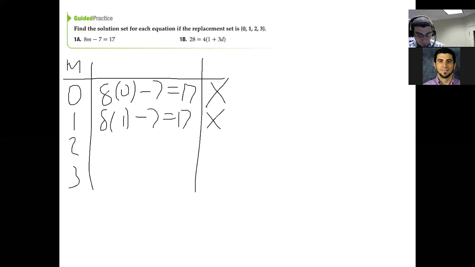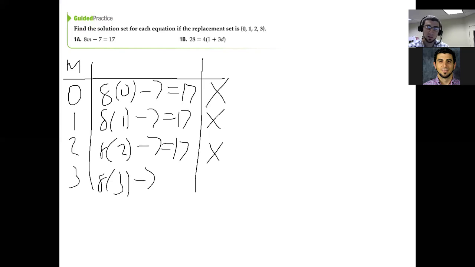If you put in 2, 8 times 2 minus 7, is that equal to 17? No, because 8 times 2 is 16, minus 7 will give you 9. That does not work. And then 8 times 3 minus 7, does that equal 17? Yes, it does. 8 times 3 is 24, minus 7 is 17, so that works. The solution set would just be 3.